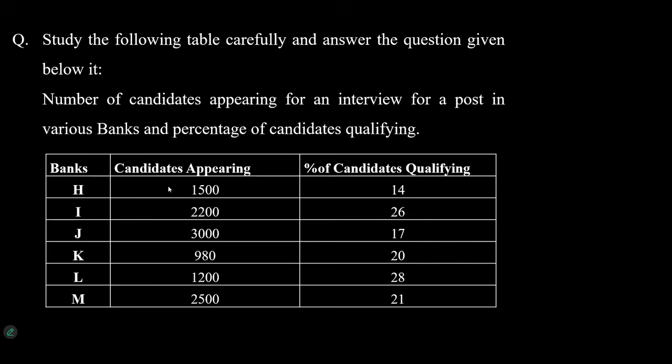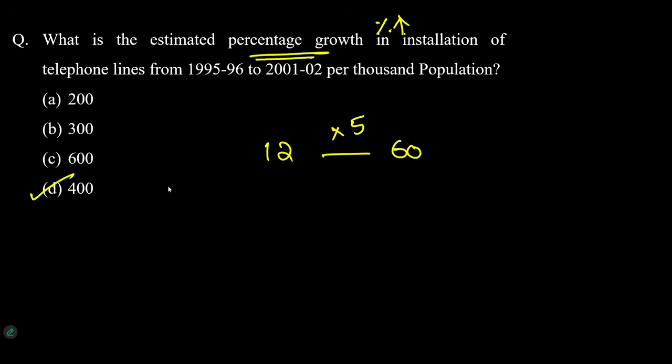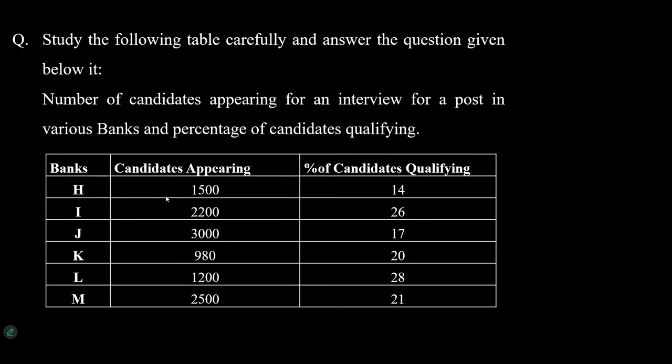Now it's about tables. They may give a table, a bar graph, different things. One more question here regarding a table. If you see banks, different banks are given: how many candidates are appearing for the interview and how many people are qualified in that interview. How many people appeared for that bank's interview? What is the percentage, not the number of people. This is percentage for your information. It's not 14 qualified, it's 14% qualified.